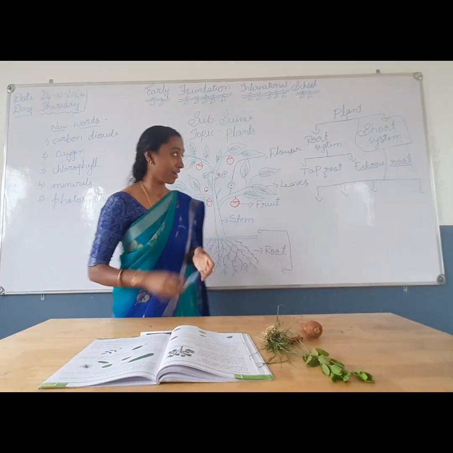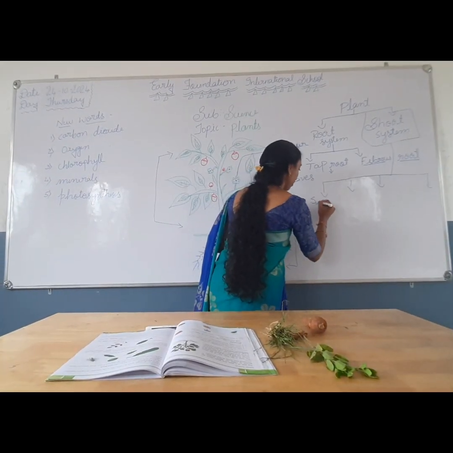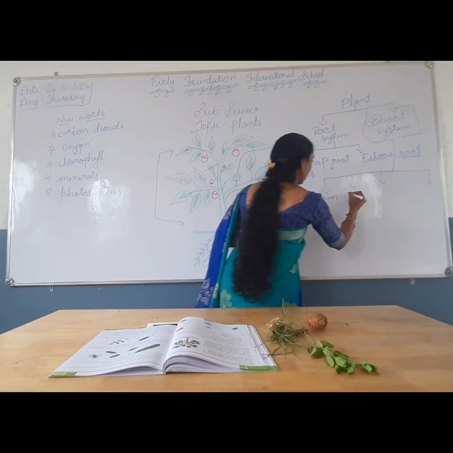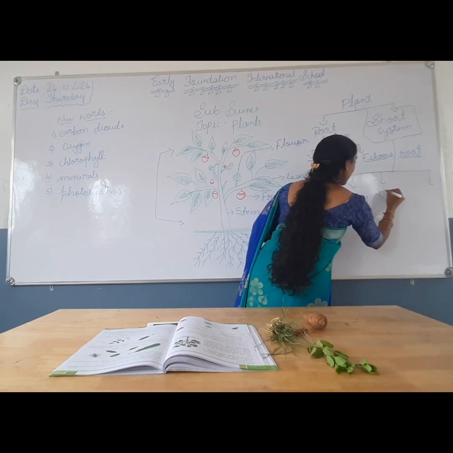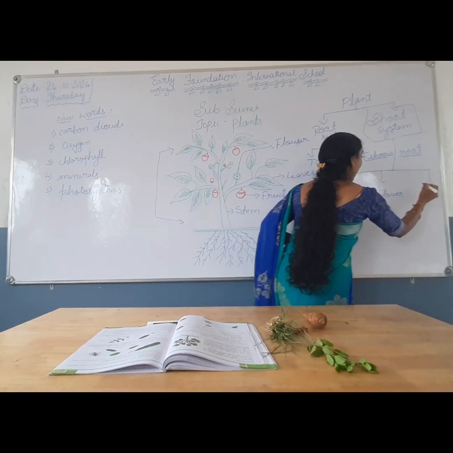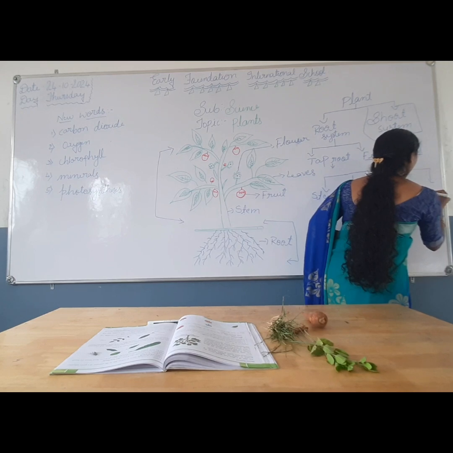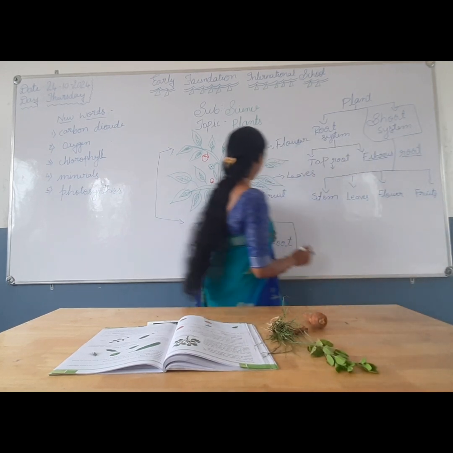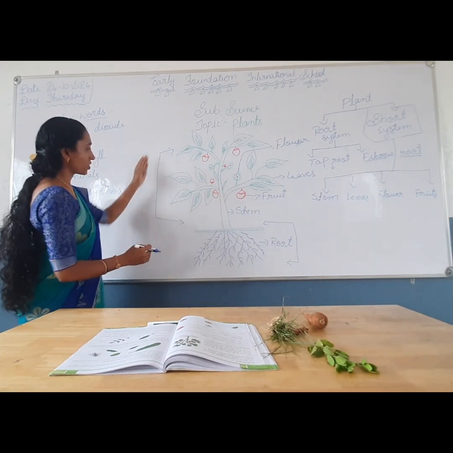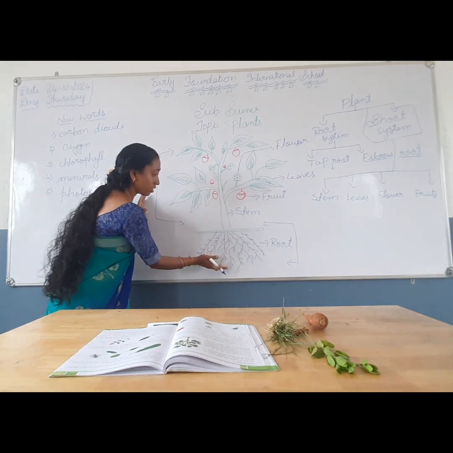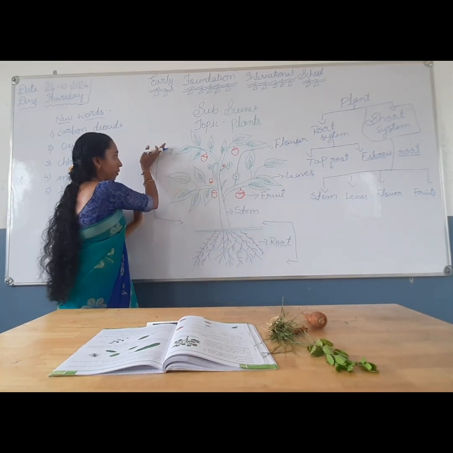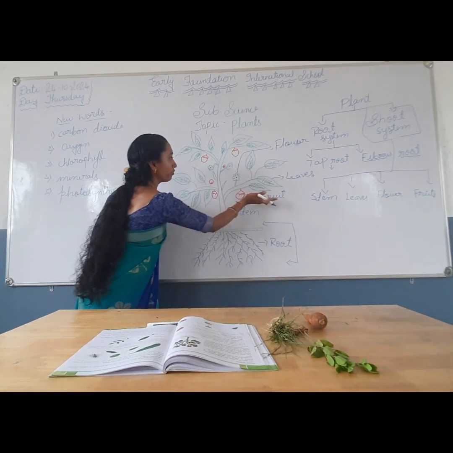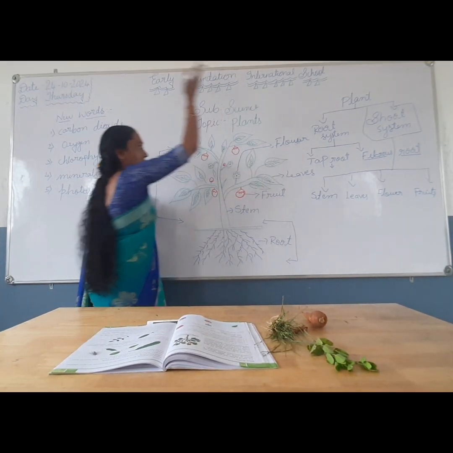It consists of stem, leaves, flowers and fruits. Okay, see here, you can see here in shoot system it consists. In root system there is only one part, that is root. In shoot system it consists of stem, fruit, leaves and flowers.